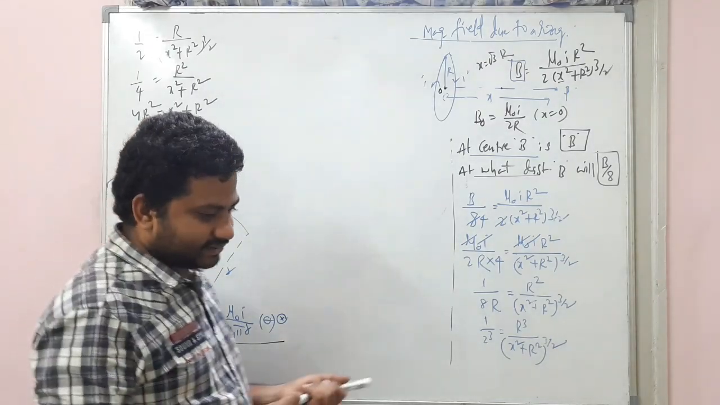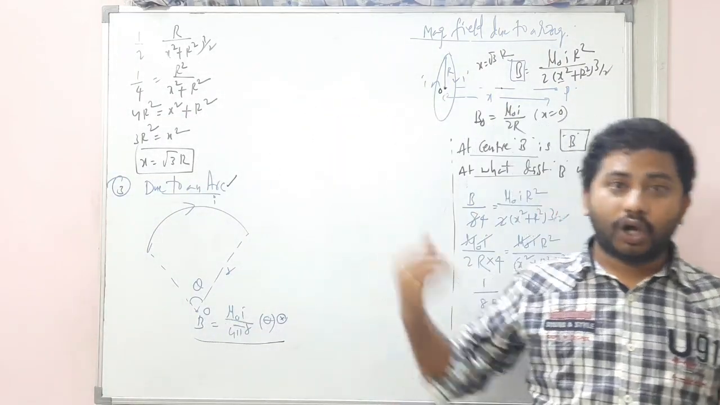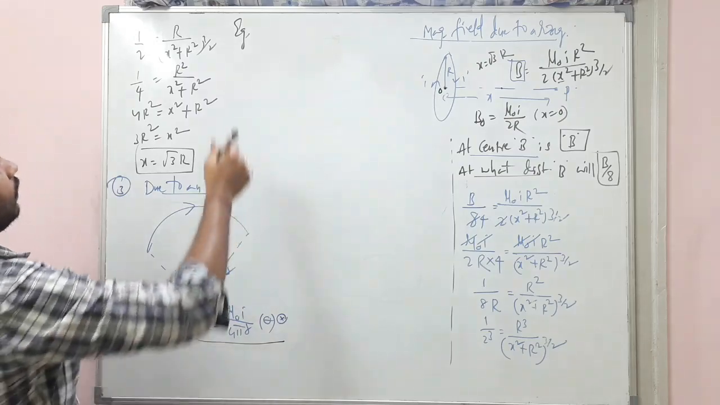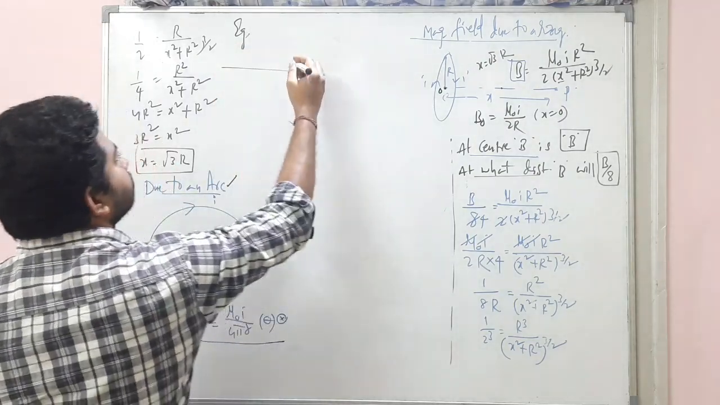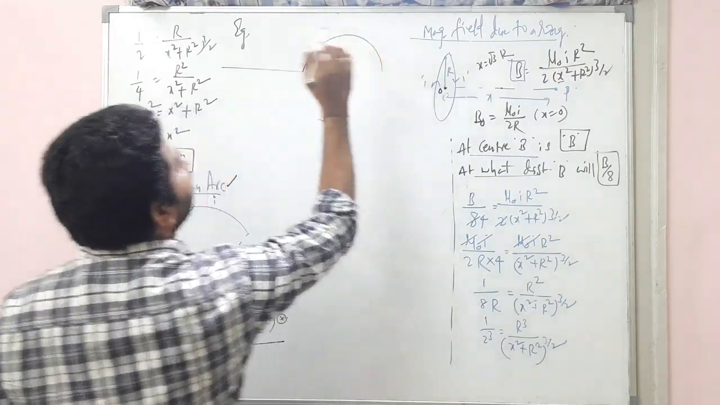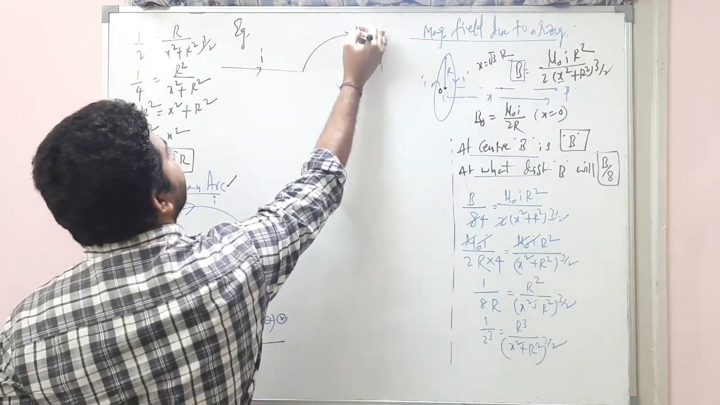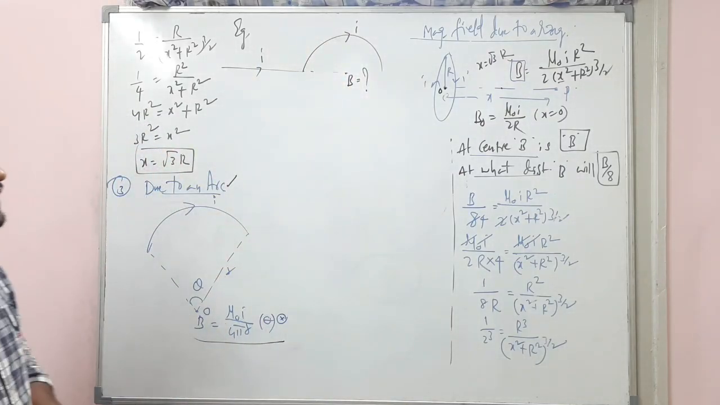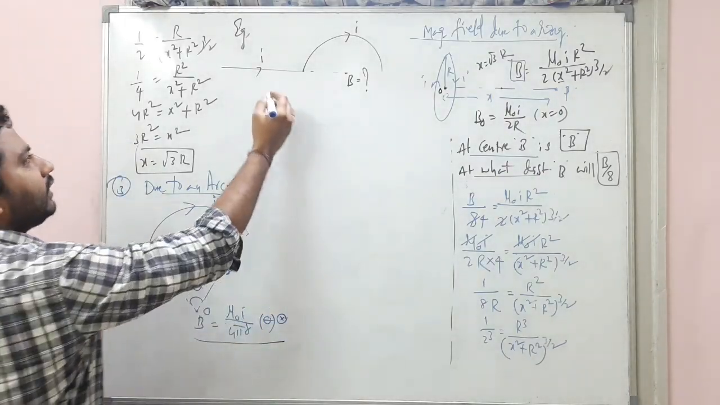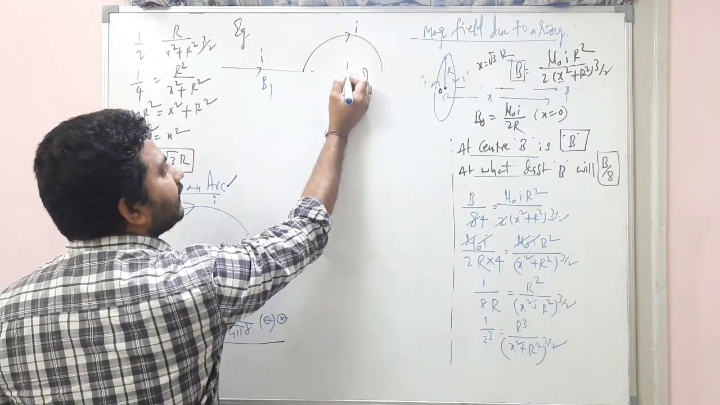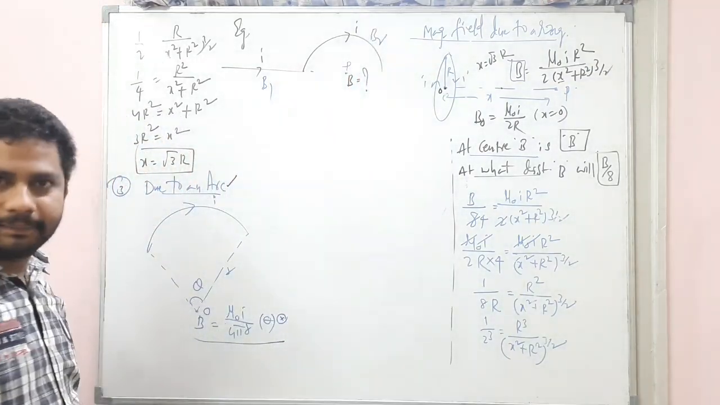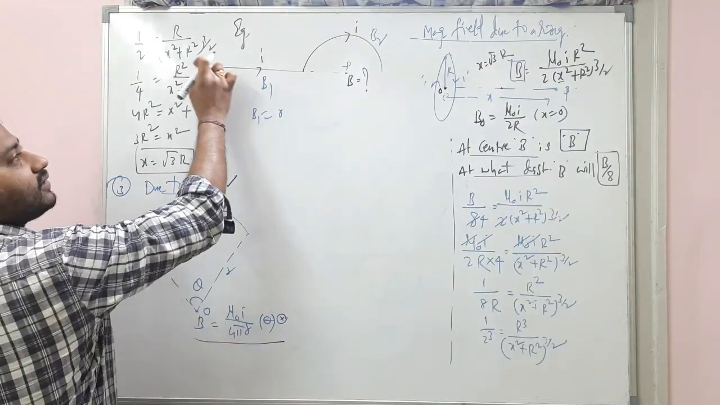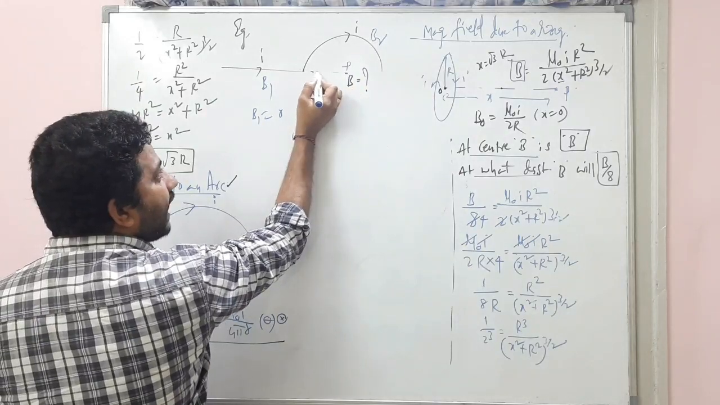Now, how will questions be asked based on all these things? Let's see. The question is like this. Current I is flowing like this, and the question is: exactly at this point, what is the magnetic field? See how simple. There is a magnetic field due to the first wire at this point P, and a magnetic field due to the second wire at the same point P. B1 is equal to 0, because this is the magnetic field due to a straight current carrying wire where the point P is lying on the axis.